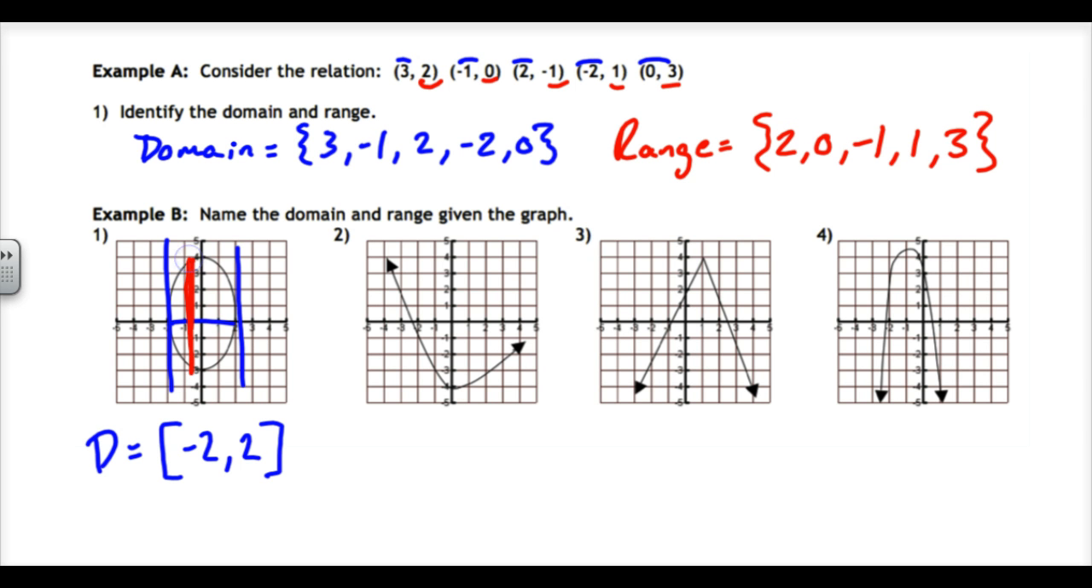Alright, so if we're looking for the range, we're going to be looking for all your y values. How high and low does the graph get? We always give the lowest value first, which is -3, followed by the highest value, which is 4.